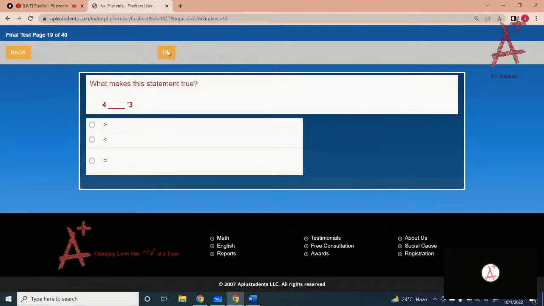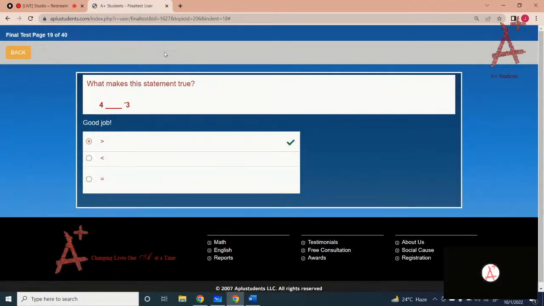Okay, what makes the statement true? Is 4 less than negative 3 or greater than negative 3? Yes, 4 is a positive number and positive numbers are always greater than the negative numbers. So 4 is greater than negative 3. Got it?